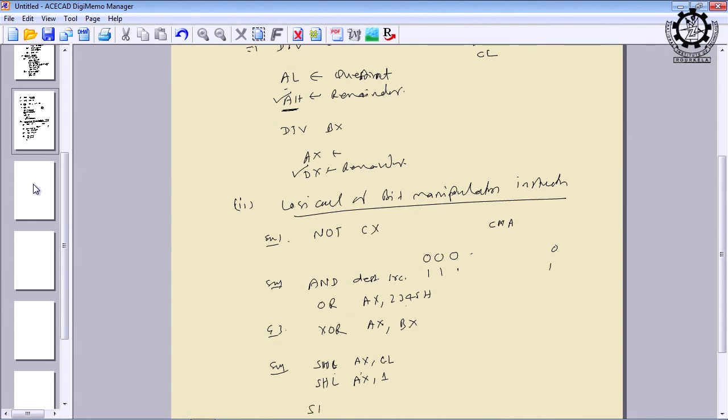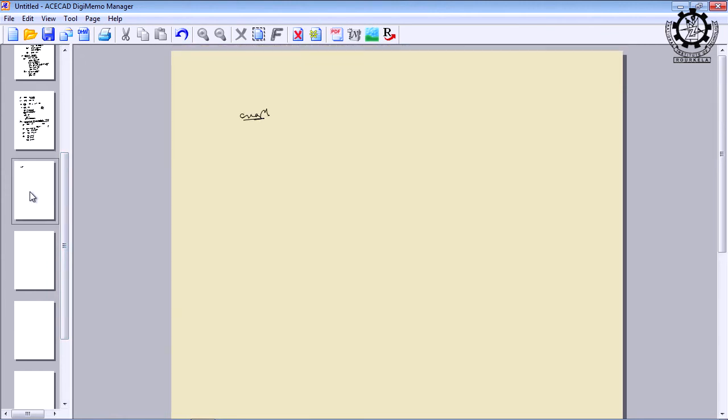Similarly, another example, shift right AX comma CL. Left means right to left, right means left to right, only the reverse, the opposite of that. And this is also sometimes required for writing the programs for solving different problems. But still some more instructions are available under the bit manipulation instruction. Example ROL, that is rotate left.